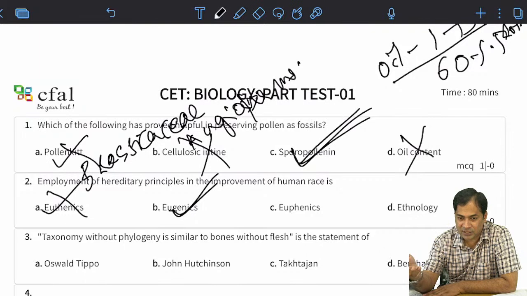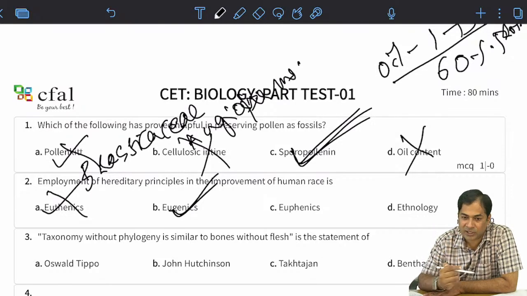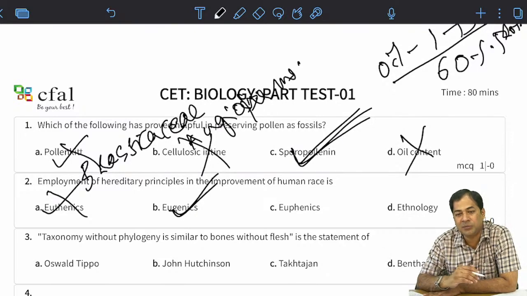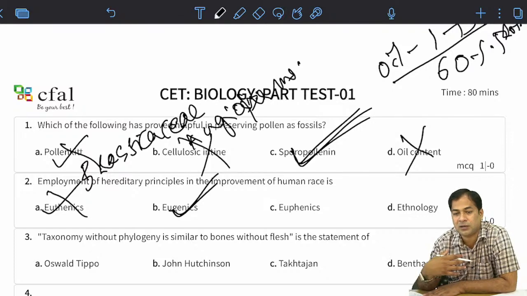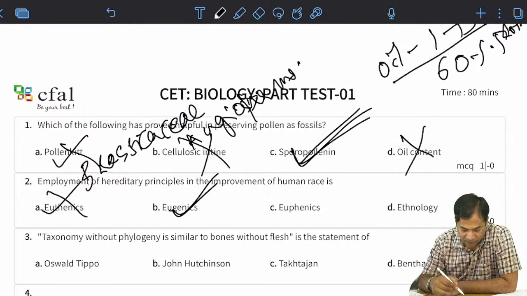So many have undergone cosmetic surgery or plastic surgery, where they change or alter their face structure, or lips. Lip surgery they will do, or else liposuction. Liposuction means the extra fat content of the body is removed so that they look lean or thin. So all this is about making human beings better with respect to external features, how to look good. So that is euphenics. So definitely this is also wrong.